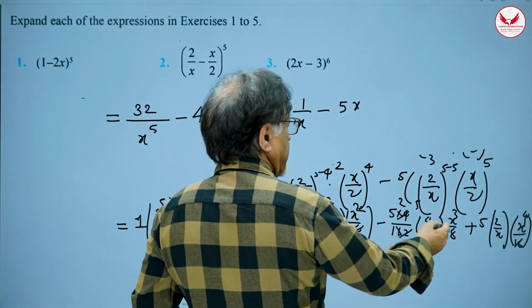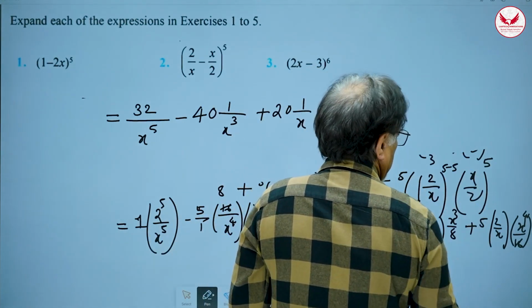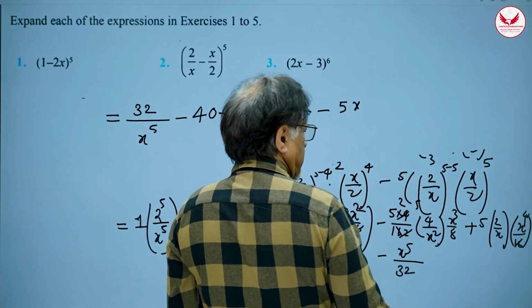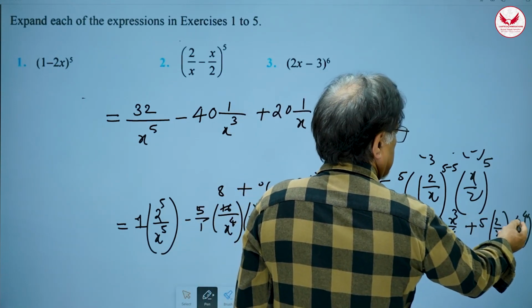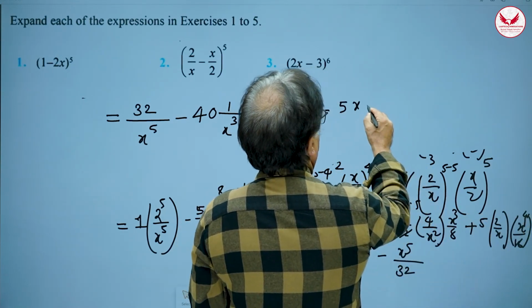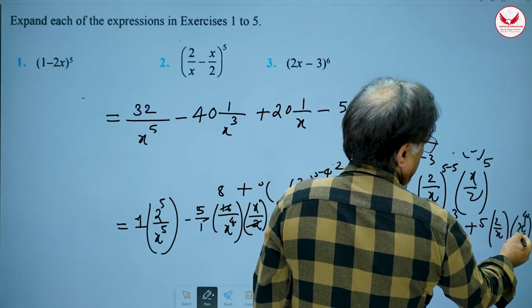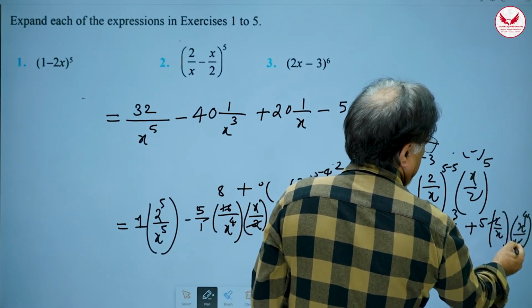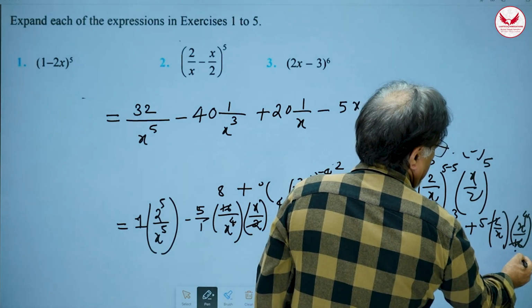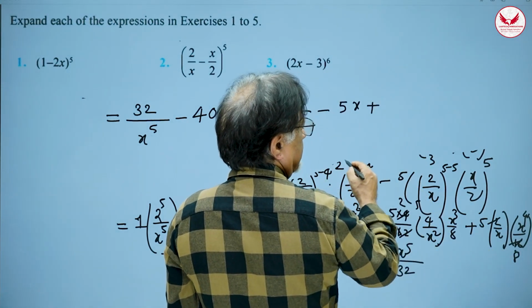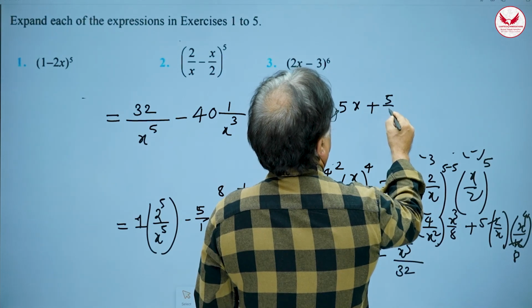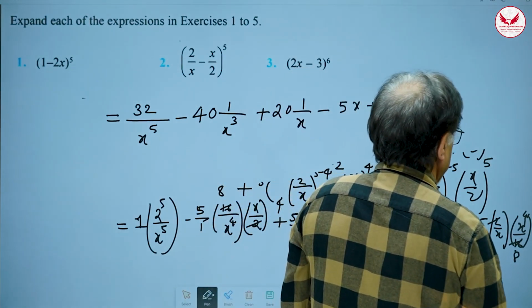Now we come to the next term. Here it will be plus 5. This 2 and this 16 get cancelled. So it will be 8 here. So 5 by 8. Okay. So it becomes 5 by 8 multiplied by x cube.